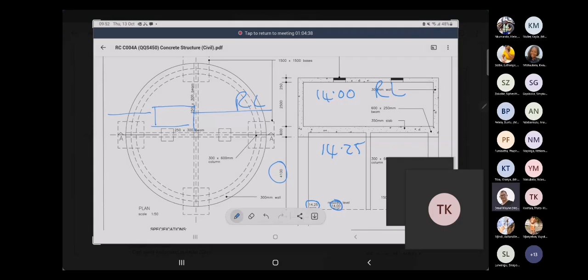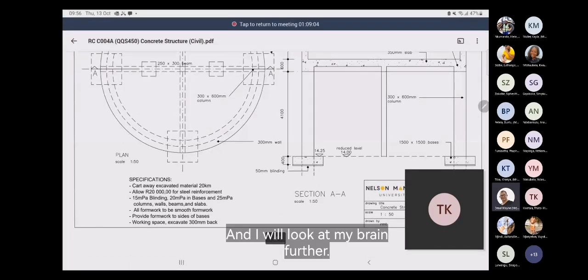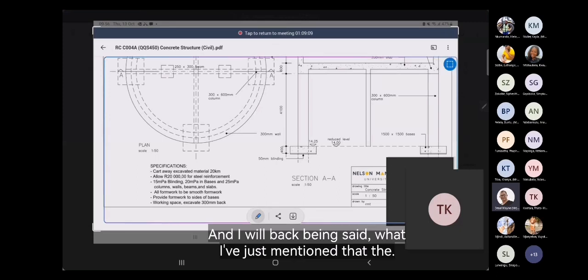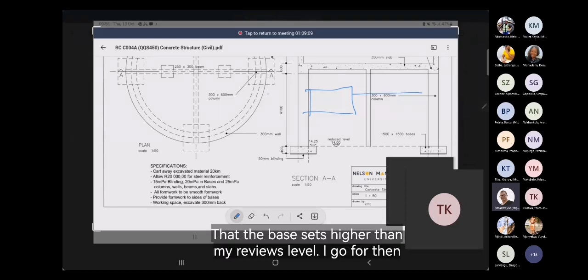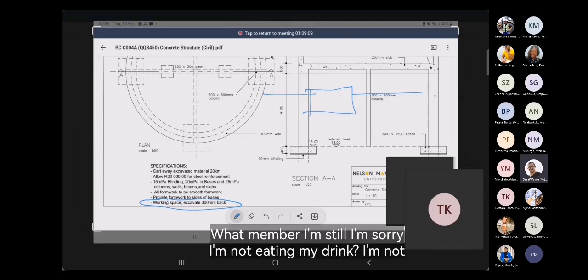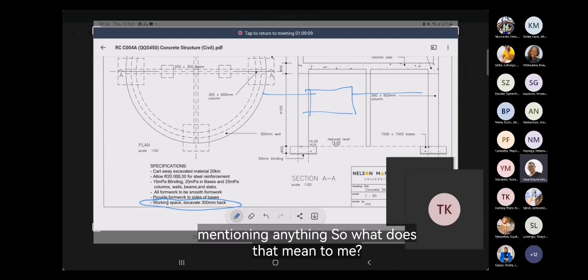Okay? I go through and I look at my drawing further, and now with what I've just mentioned, that the base sits higher than my reduced level, I go further and I see the following there. It says that my working space is to excavate 300 millimeters back. Right? Remember, I'm still reading. I'm not reading my drawing. I'm not measuring anything. So what does that mean to me?